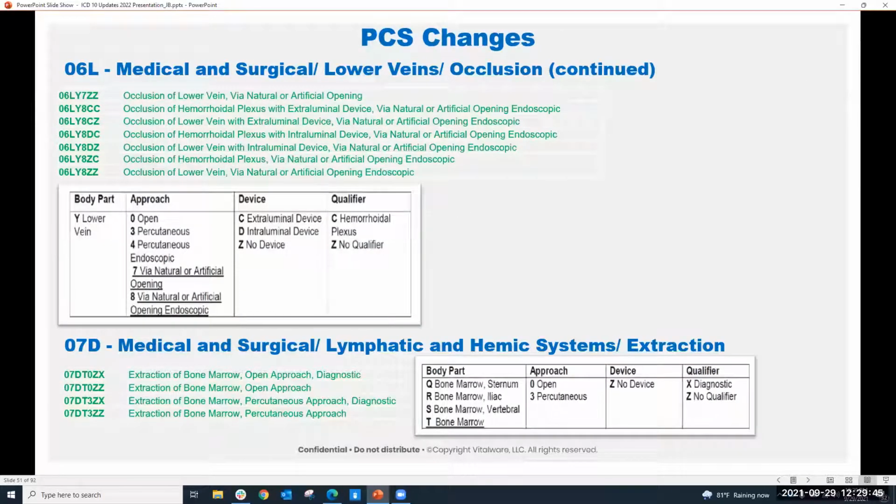O6L continued right here. And then O7D, extraction of the lymphatic and hemic systems. You can see that bone marrow has been added to the body parts, and this is going to be used when the bone marrow is extracted from other sites such as the femur.